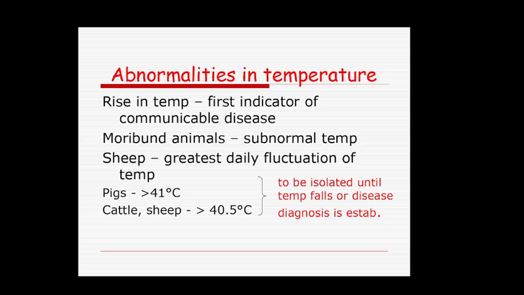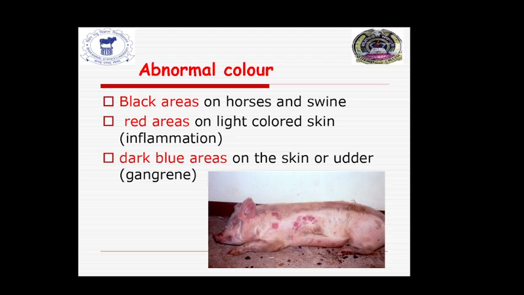Abnormalities in temperature: a rise in temperature is the first indicator of communicable disease. Moribund animals have subnormal temperature. Sheep have the greatest daily fluctuation of temperature. For example, in cattle and sheep it is more than 40.5 degrees Celsius, and in pigs more than 41 degrees Celsius.